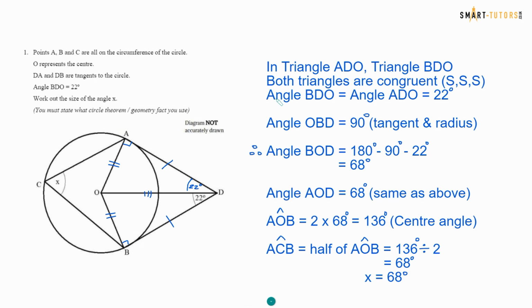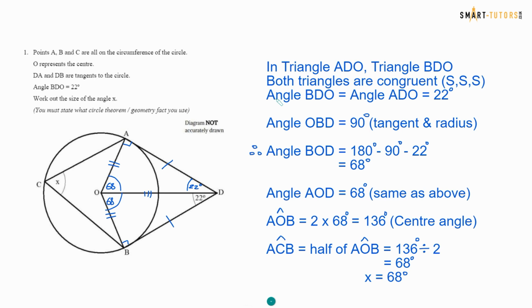After you prove congruence, these two angles are equal. If this is 90 and this is 22, angle OBD is 90 degrees because tangent and radius meet at 90 degrees, so you need to write that. Angle BOD is 180 take away 22 take away 90, which is 68. So this is 68 as well. Once you find 68 and 68, AOB is 2 times 68, which is 136.